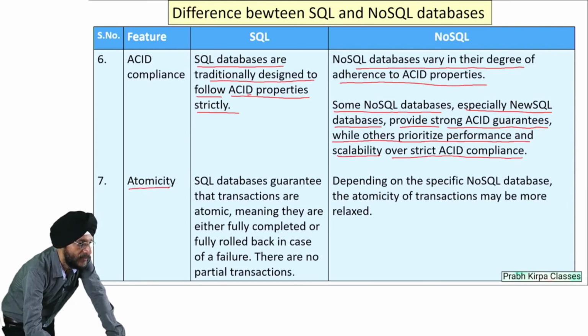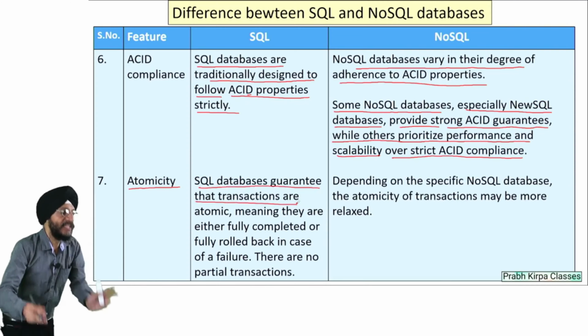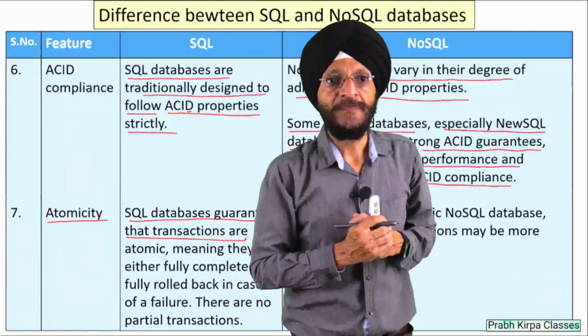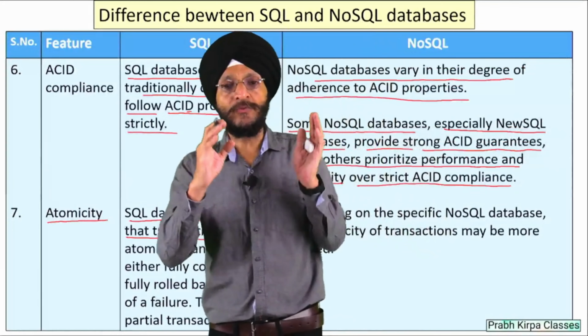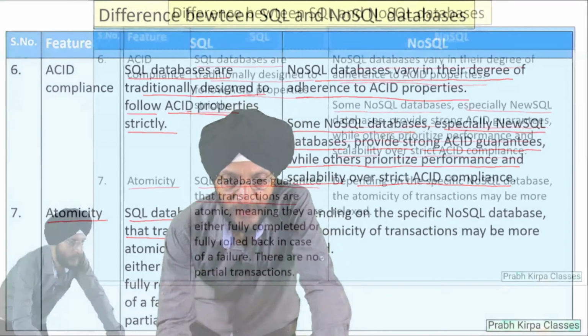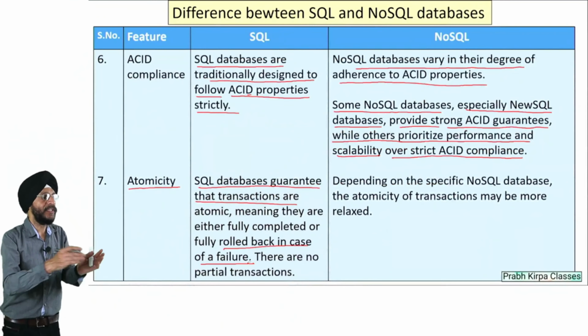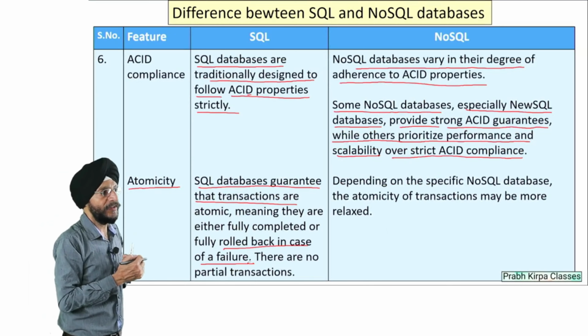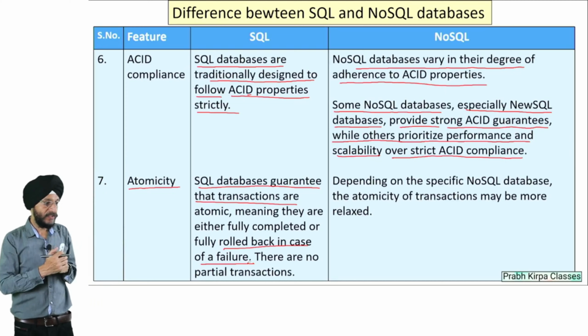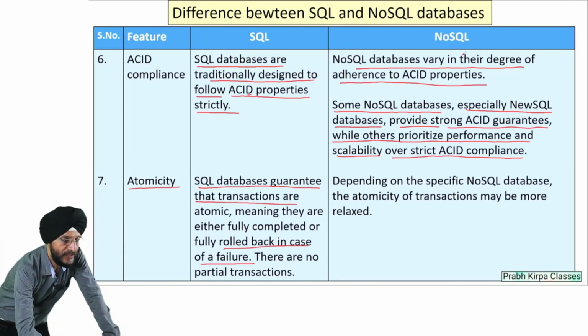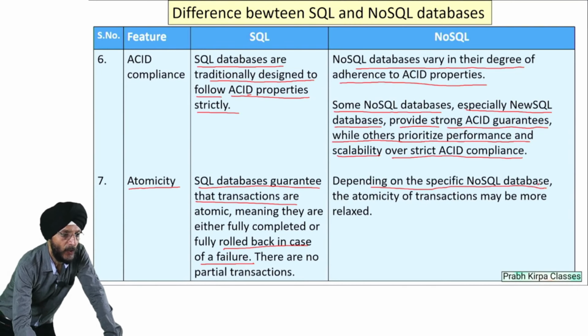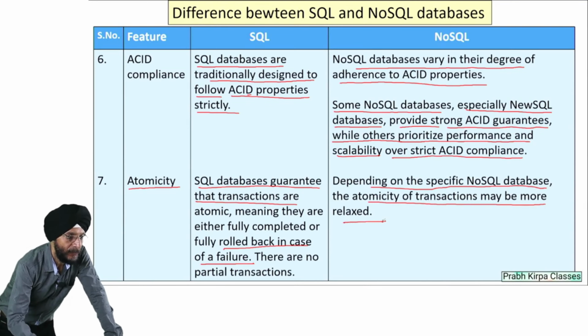Now, another point is atomicity. SQL databases guarantee that transactions are atomic. That is, the transactions either are fully completed or fully rolled back in case of failure. The failure may be power failure, internet failure, or any other. There are no partial transactions. In the case of NoSQL databases, atomicity depends on the specific NoSQL database. The atomicity of the transactions may be more relaxed.